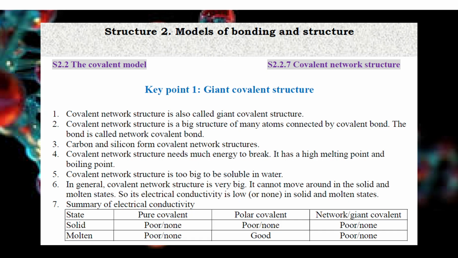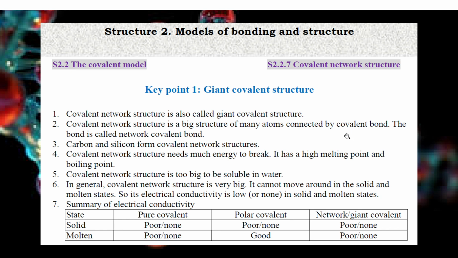Okay, so today we talk about a giant covalent structure. Lots of atoms are joined together by covalent bonds as a big structure. We call it a giant covalent structure. In some literature, they also call it a covalent network structure. They're the same, identical. Many atoms are connected by covalent bonds together.